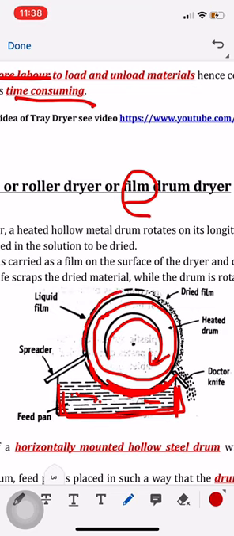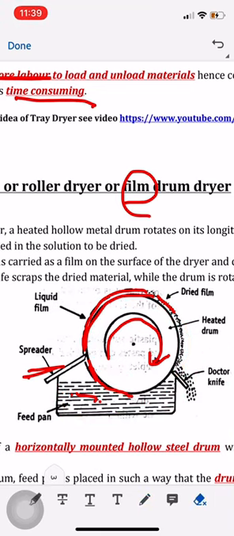This thin film is approximately dried in this area. After this area, this is completely dried. This completely dried material is scraped off with the help of this doctor's knife. There are two important elements, spreader and doctor's knife. Spreader will help in forming a thin film. Doctor's knife will help in scraping off the material.